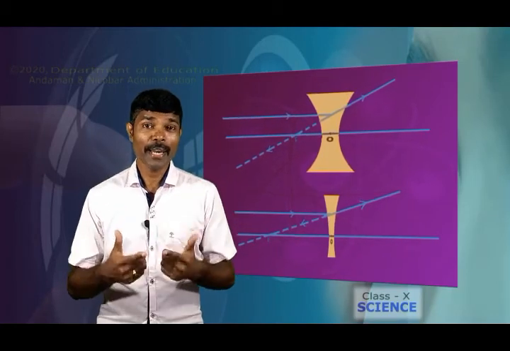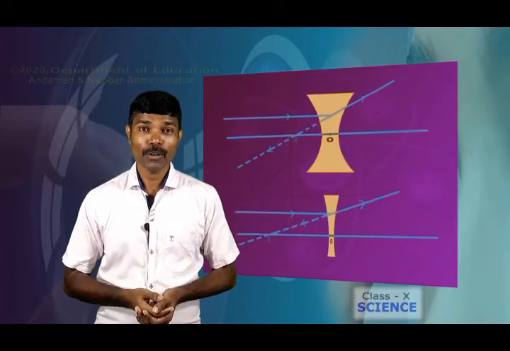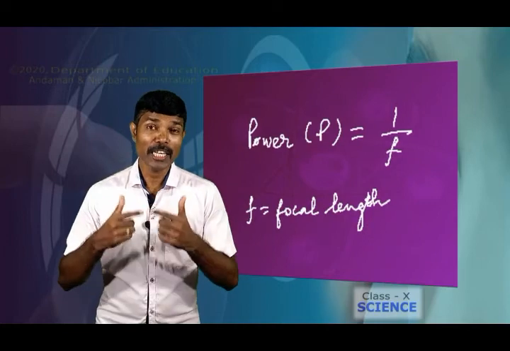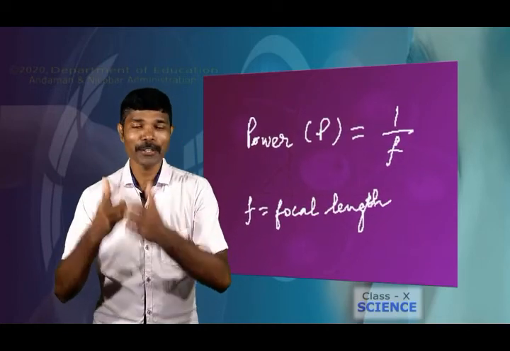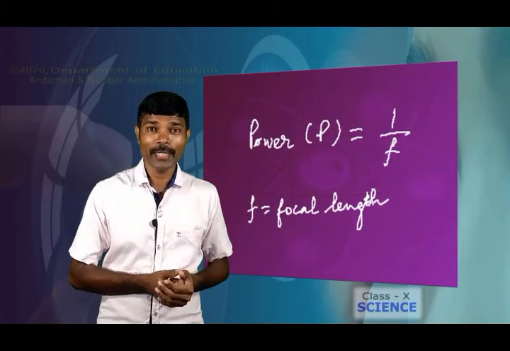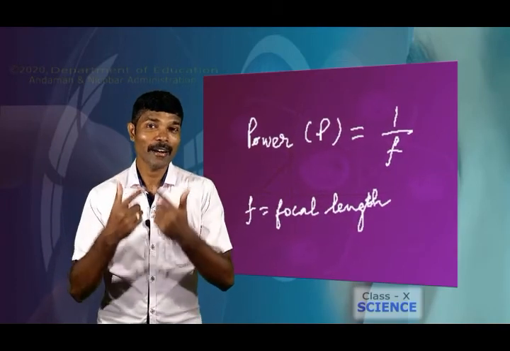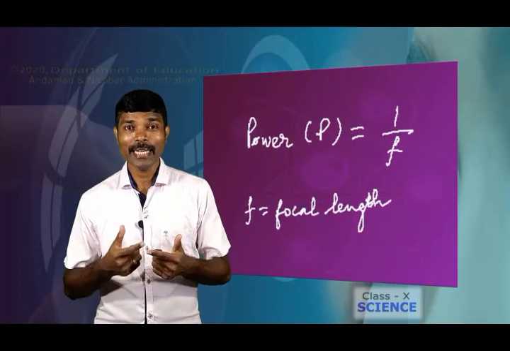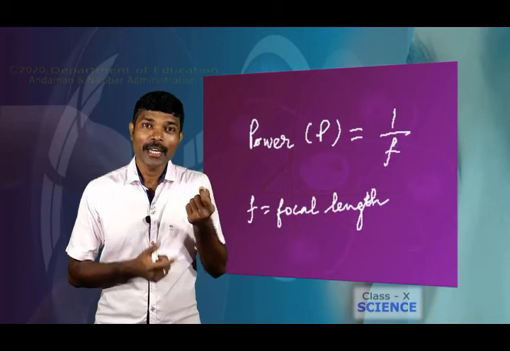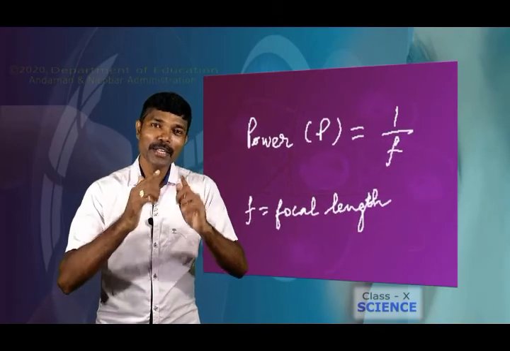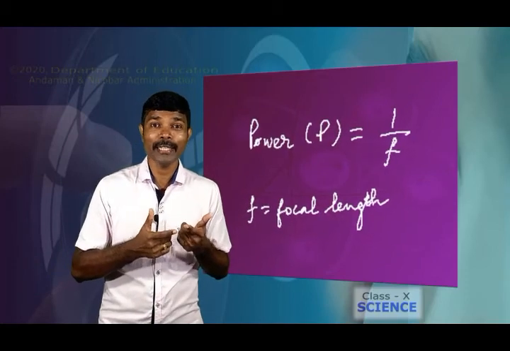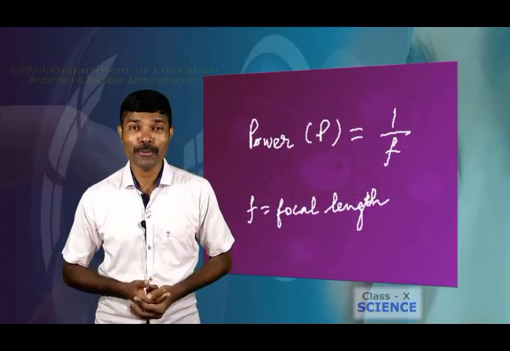So we can define power of a lens in terms of focal length. So the power of a lens can be defined as the reciprocal of the focal length of a lens. Since by increasing or decreasing the thickness of the lens, the focal length gets affected. That is why we can say that if we increase the thickness, then the focal length decreases. If the thickness is decreased, then the focal length increases. So we can say that power is expressed in terms of reciprocal of the focal length.